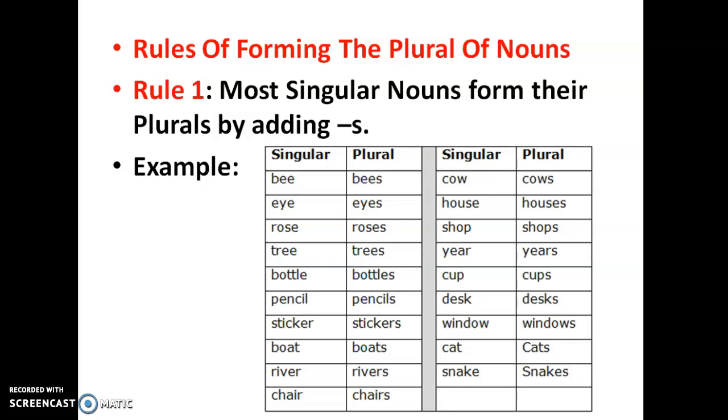word. Example, we can see bee. B-E-E is bee. You will write B-E-E-S. That's bees. Okay. Eye. E-Y-E is eye. E-Y-E-S is eyes. Okay, these are some examples I have given. So let's learn still more rules.